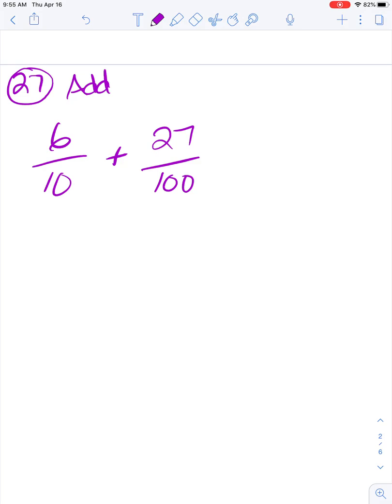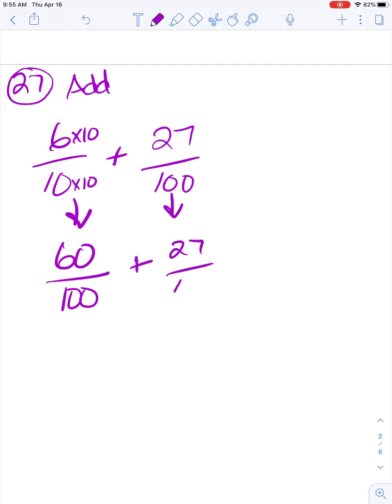I know that 10 and 100 are very similar, and I know that I can make 10 into 100. I know that 10 times 10 is 100. Whatever I do to the bottom, I do to the top. I have to make my denominators the same to add them. So 10 times 10 is 100. 6 times 10 is 60. So I've changed that. I'm going to bring down my other fraction, 27 hundredths. I'm going to add those two together. 60 plus 27 is 87 hundredths.